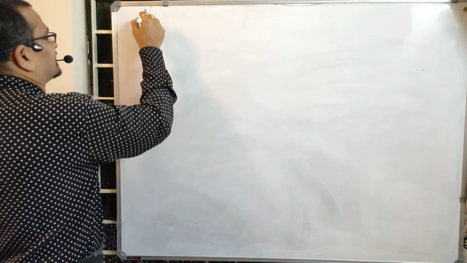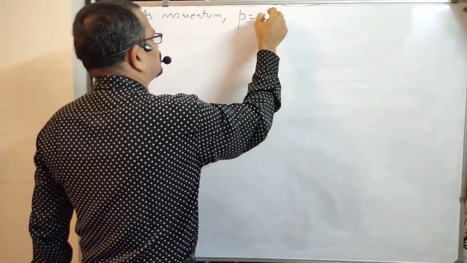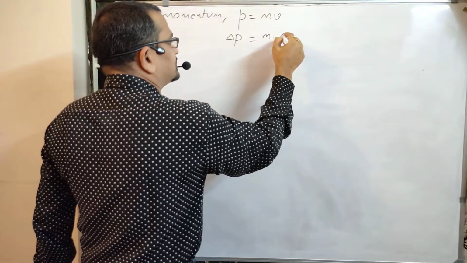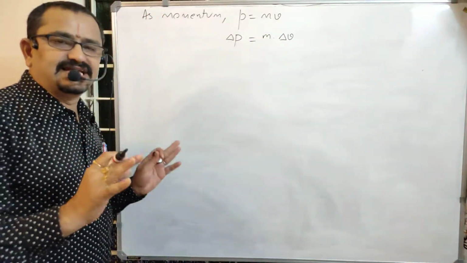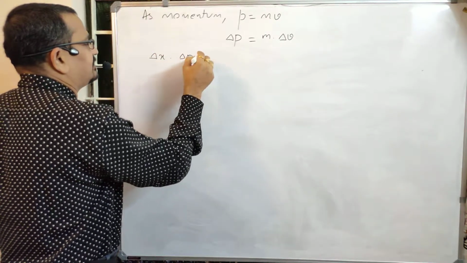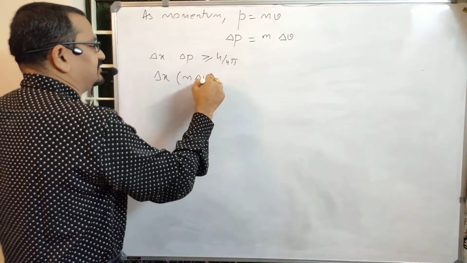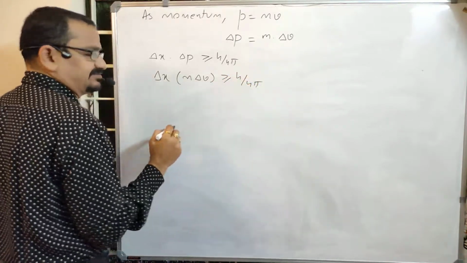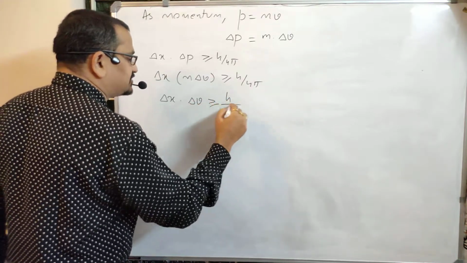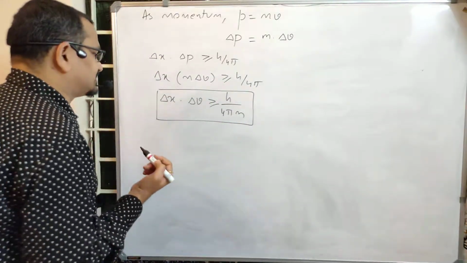As momentum p is equals to mass into velocity, uncertainty in momentum delta p can be expressed as mass into uncertainty in velocity. By substituting this in Heisenberg's uncertainty principle, we can write delta x into delta p greater than or equals to h by 4 pi as delta x into m delta v greater than or equals to h by 4 pi. So we get a relation for the product of uncertainty in position and uncertainty in velocity as h by 4 pi m. This is also another form of Heisenberg's uncertainty principle.